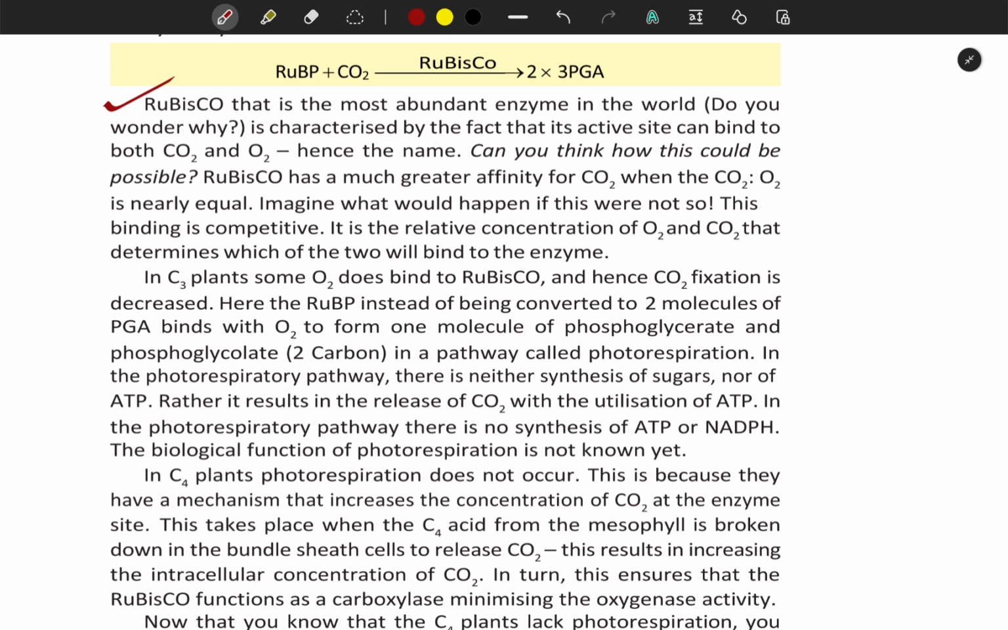Here, RuBP instead of being converted to two molecules of PGA binds with O2 to form one molecule of phosphoglycerate and phosphoglycolate, a 2-carbon compound, in a pathway called photorespiration. In the photorespiratory pathway, there is neither synthesis of sugars nor of ATP. Rather, it results in the release of CO2 with the utilization of ATP. In the photorespiratory pathway, there is no synthesis of ATP or NADPH. The biological function of photorespiration is not known yet.